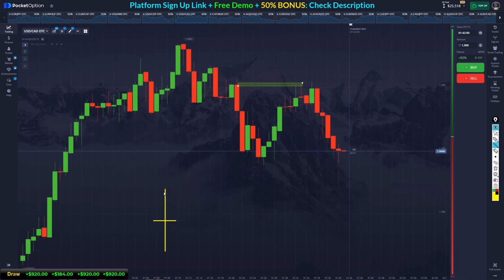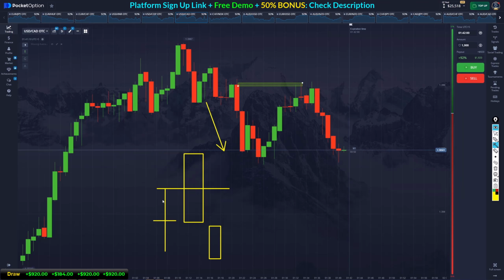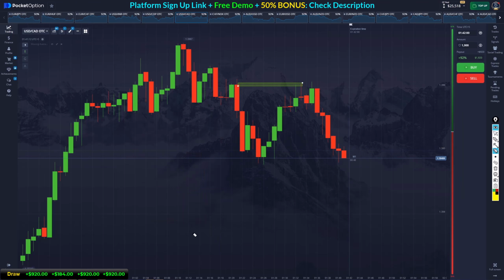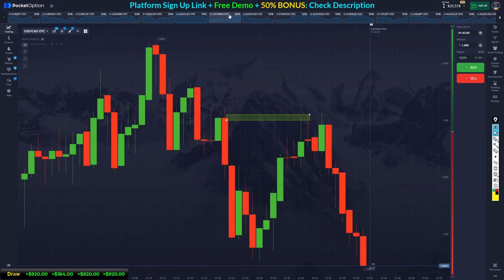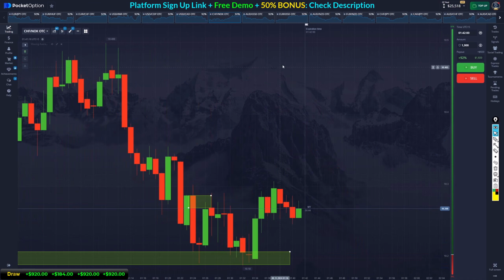When we're breaking a doji from upside or downside, we can take a reversal trade, but do not take all the freaking dojis. That will not work. You have to understand where the price is going and where the price is coming from.